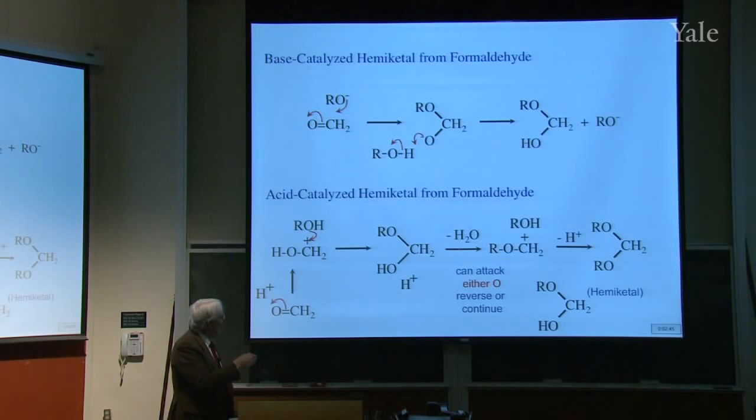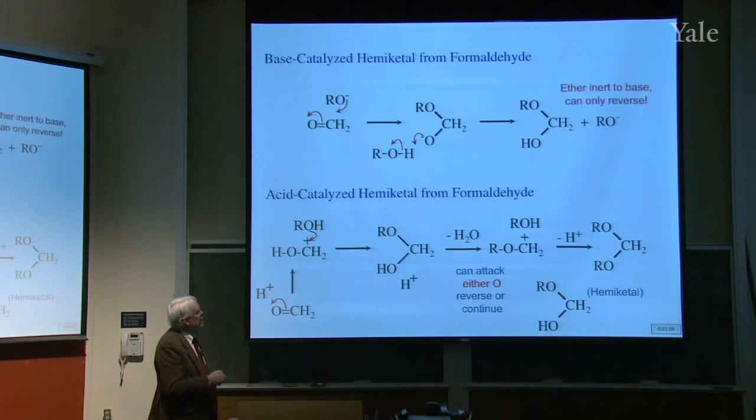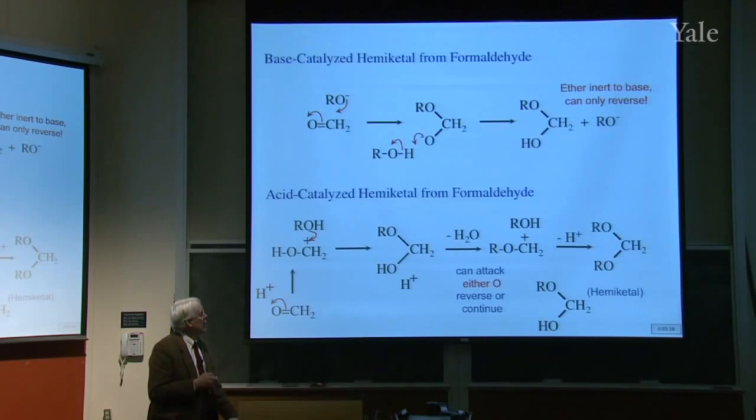Here, the acid could protonate either oxygen. But here, when the base has to pull off a proton, there's only one to pull off. It can't pull it off from the R. And you can't do an SN2. Pulling the R off would be like doing an SN2 reaction where hydroxide attacks the R and this O leaves. But that's a terrible leaving group. That's not a good one. So the ethers are inert to base. They don't undergo SN2 reaction. So it can only reverse. It can't go on.